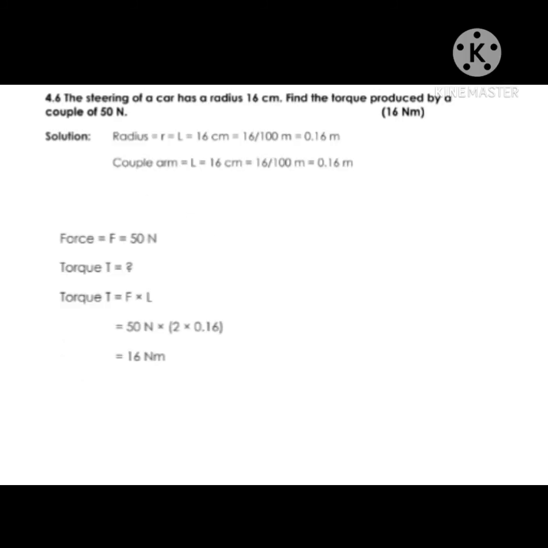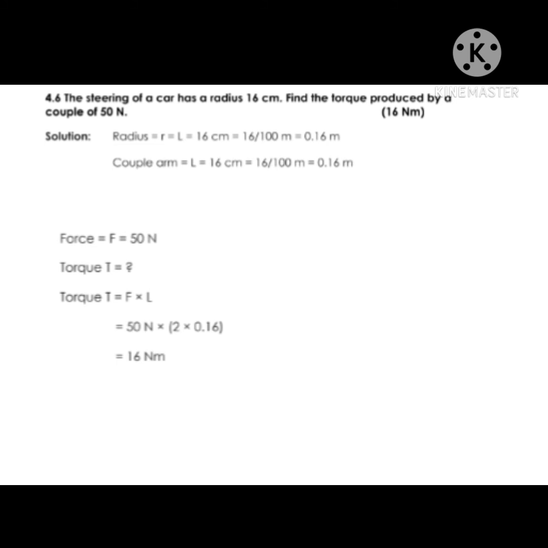Next numerical is: the steering of a car has a radius 16 cm. Find the torque produced by a couple of 50 Newton. Radius, that is represented by R, and also L, we have 16 centimeter. By converting into meter, we have to divide 16 by 100, so we will get 0.16 meter. Couple arm is L equals 16 centimeter equals 16 upon 100 equals 0.16 meter.